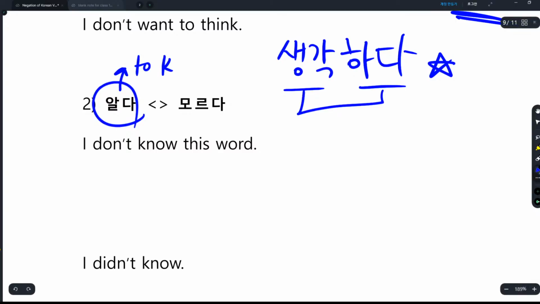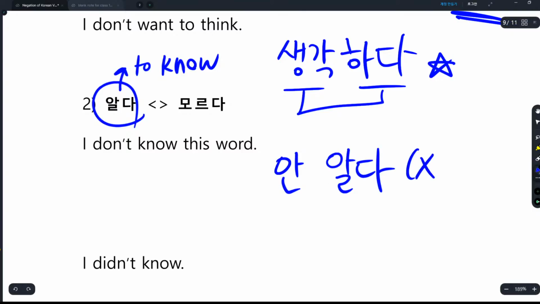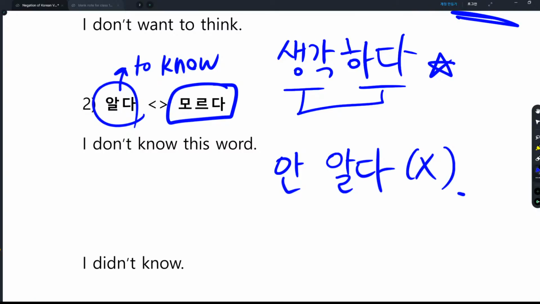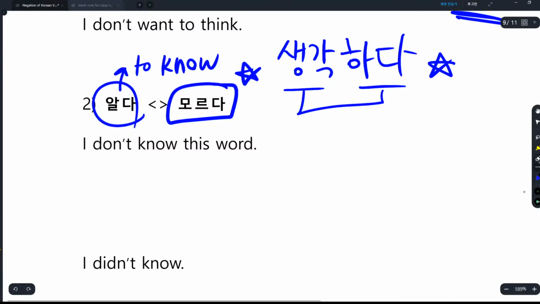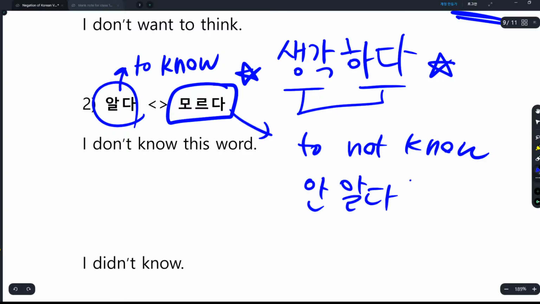알다는 to know란 뜻이에요. 근데 we don't say 안 알다. We don't say it like this. We have a separate word for it, and this itself is a negative word, guys. And this means to not know. So instead of saying 안 알다, which would sound really unnatural, you would say 모르다 for not know.